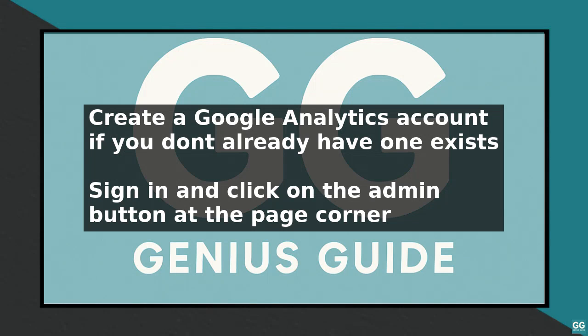To enable Google Analytics 4 setup, start by creating a Google Analytics account if you don't already have one. Once you have an account, sign in and click on the admin button at the bottom left corner of the page. Next, select the property for which you want to set up Google Analytics 4. And then click on the GA4 Setup Assistant.